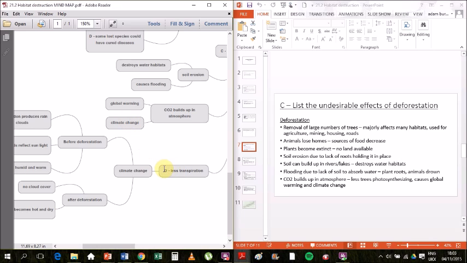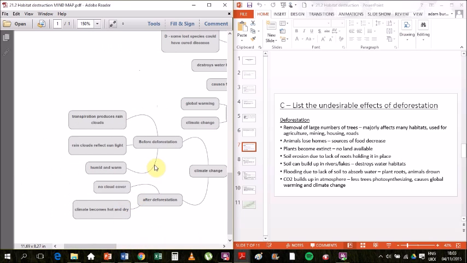Now if you cut down all the trees, there'll be a lot less transpiration, and that'll mean you've definitely got climate change. Before deforestation, you could have a lot of rain clouds from the transpired water vapor, which would reflect the sunlight from the sun, making the area a lot less hot, more cool and humid, not as dry, because it's got a lot of water vapor in the air from the transpiration. However, once you cut down all the trees, after deforestation, there's no cloud cover, and the water vapor's not there, so the climate becomes very hot and dry.